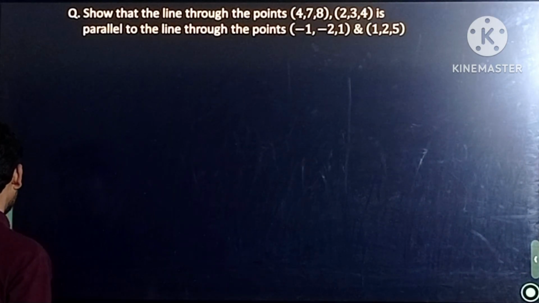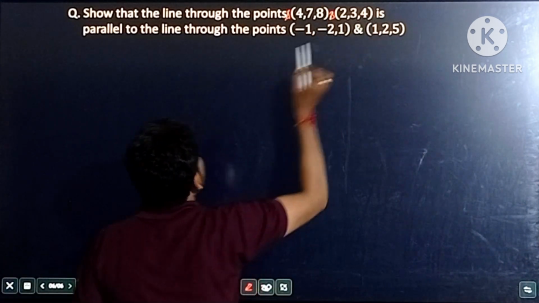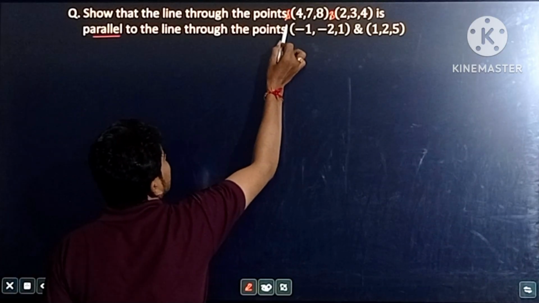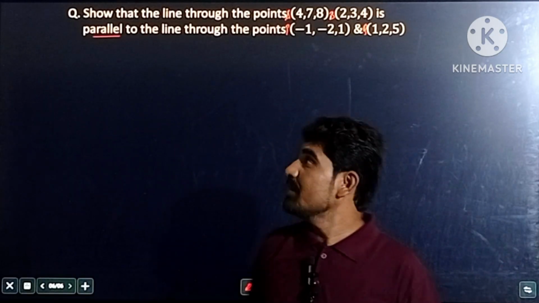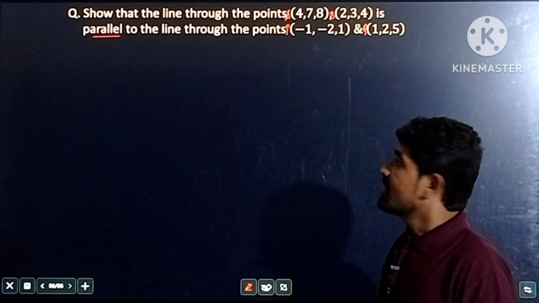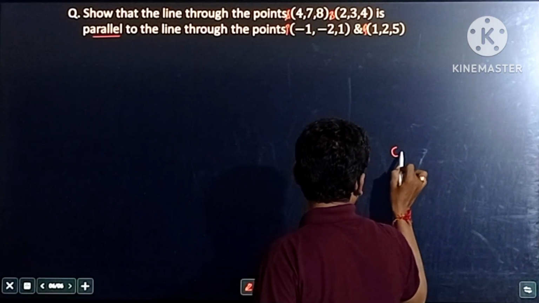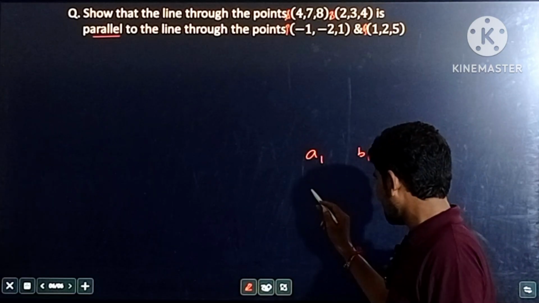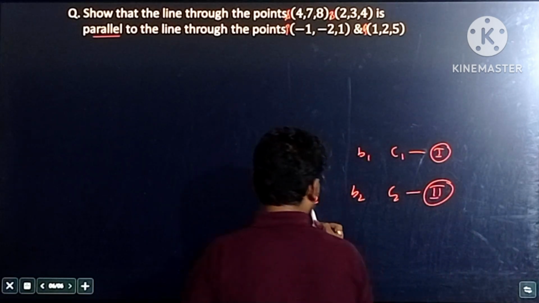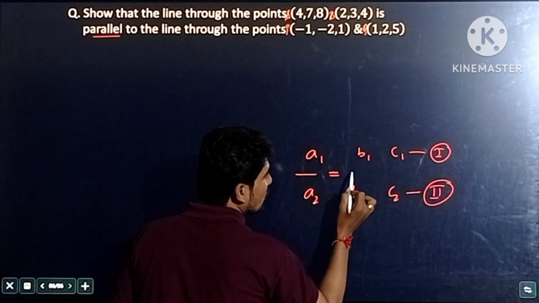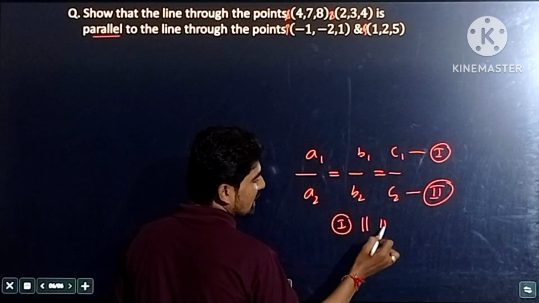And the third question is, show that the line through the points A, B is parallel to the line through the points P, Q. So in this question, we need to prove that the line segment AB is parallel to PQ. As you know, if a1, b1, c1 are the direction ratios of the first line and a2, b2, c2 are the direction ratios of the second line, and a1 by a2 equals b1 by b2 equals c1 by c2, then we say that the first line is parallel to the second line.